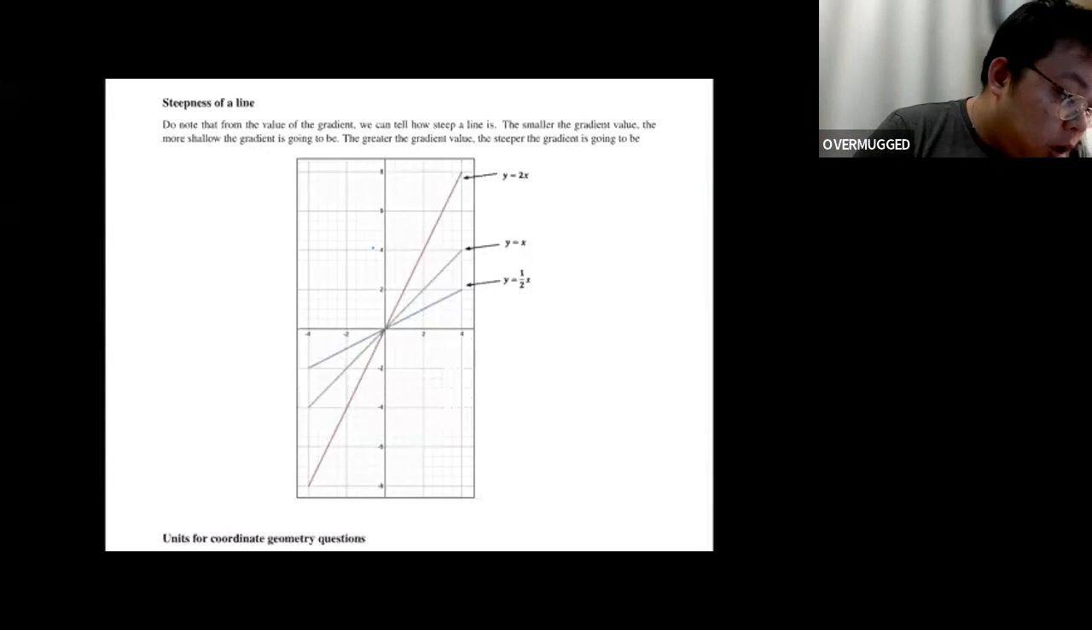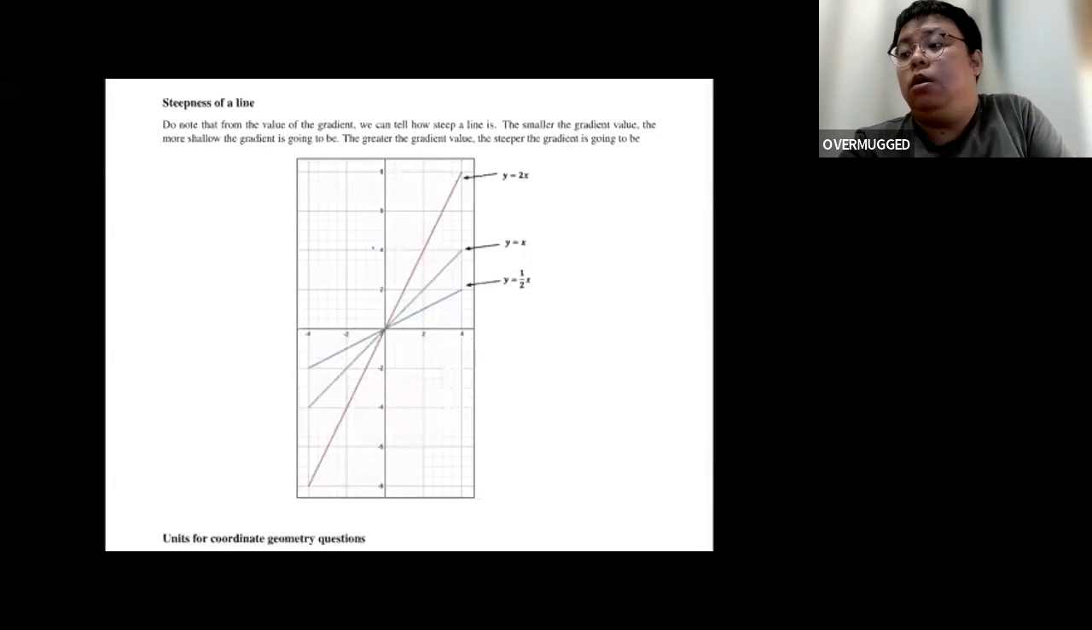Okay. Yes, only gradient affects the steepness of the line. It doesn't affect the length. Yeah, thank you for the question.